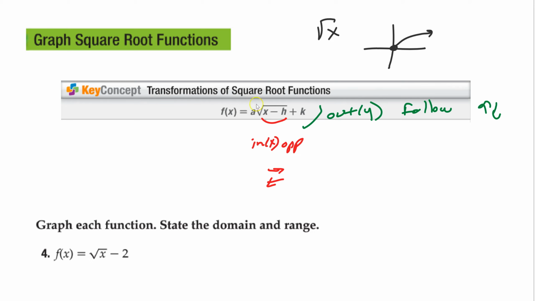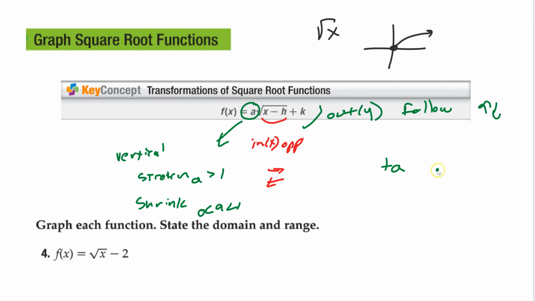And then the a is also on the outside. That's your vertical stretch, vertical shift. So vertical stretch if it's greater than 1, and shrink if it's between 0 and 1. One other thing, positive a looks like this. A negative a, remember you flip it down, so it'll look like this. Open down instead of up. So that's the basics. Let's do some graphs.